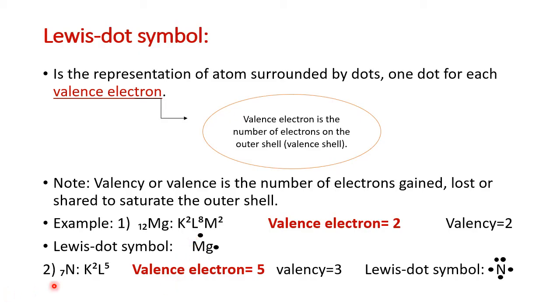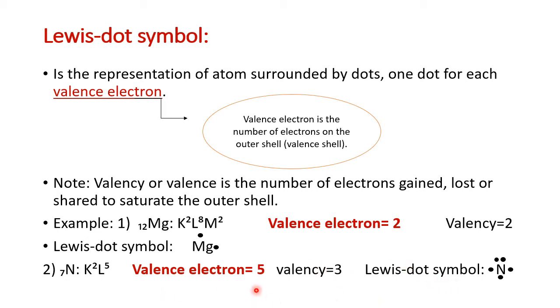Okay, N7, it has Z equals 7, K2L5. The valence electron is 5 because it is on the outer energy level. We have 5. Valency, here L has 5. To become saturated, it should be 8. So the N should gain 3 electrons. It will become N3-. It will gain 3 electrons to become here 8. So valency is 3. Then we write the Lewis dot symbol.